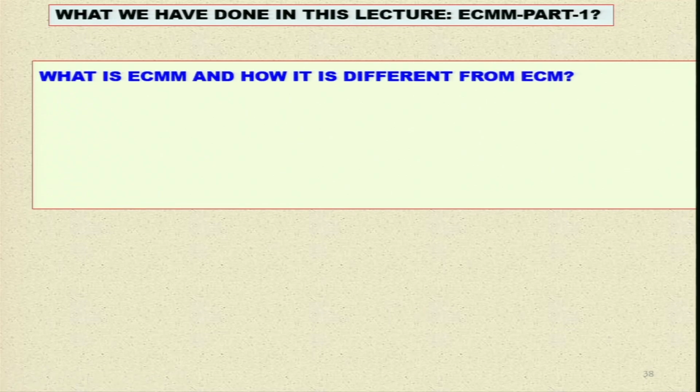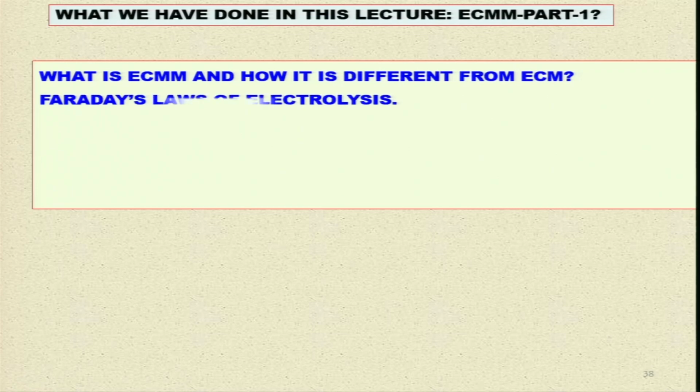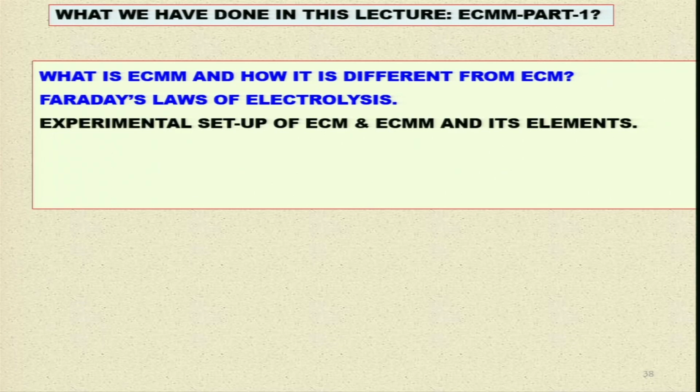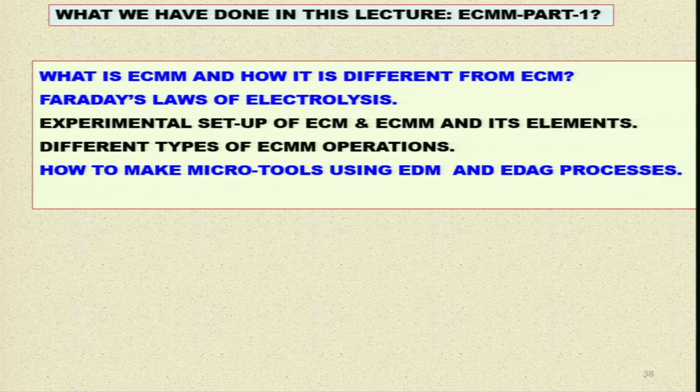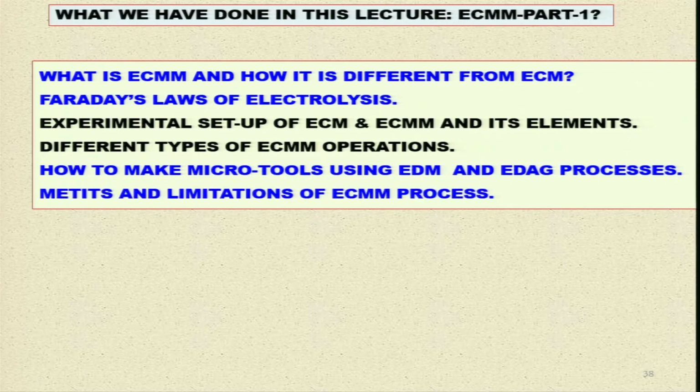What we have done in this lecture, that is ECMM part 1. Let us quickly see what is ECMM and how it is different from ECM, that we have seen. Faraday's laws of electrolysis, experimental setup of ECM and ECMM and its elements, different types of ECMM operations, and how to make micro tools using EDM, EDG processes, as well as you can use ECM and ECG processes also. Merits and limitations of ECMM process.